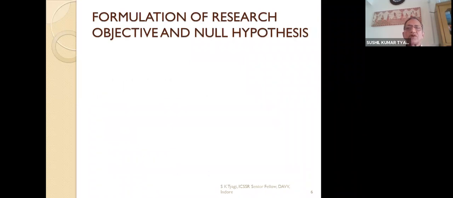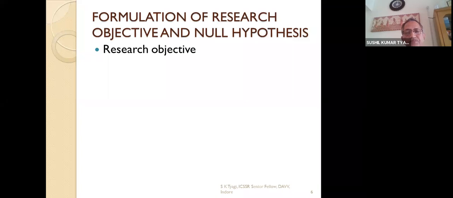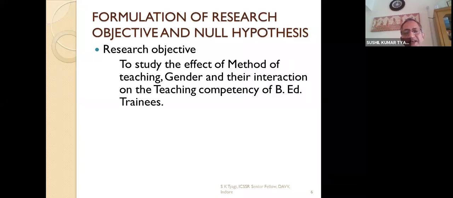Now, how are the research objective and null hypothesis framed in this two-way ANOVA? It is quite simple. The research objective is written like this: to study the effect of method of teaching, gender, and their interaction on the teaching competency of BEd trainees.